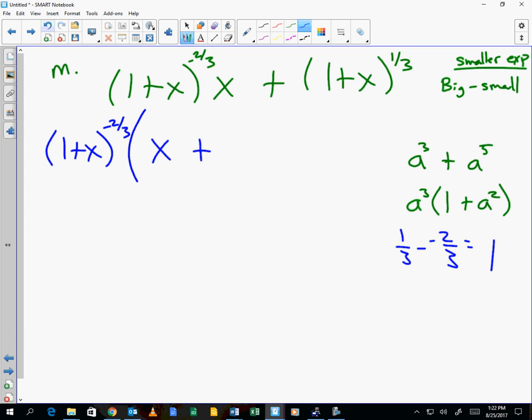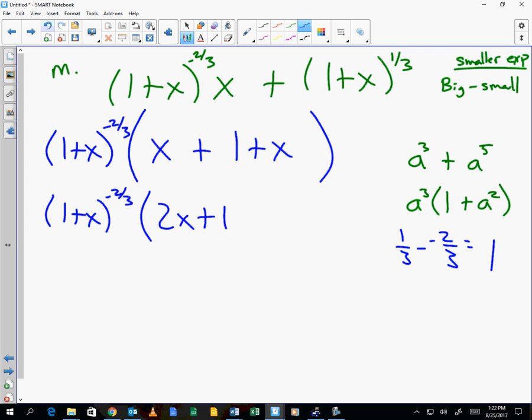What's 1 plus x to the 1 power? Can I combine like terms here? Yeah, so I have 1 plus x to the negative 2/3 times 2x plus 1. And thus it's factored. Question.